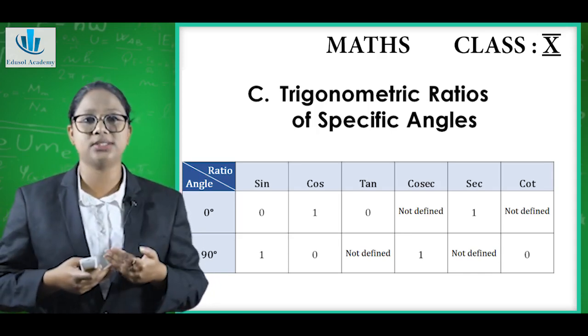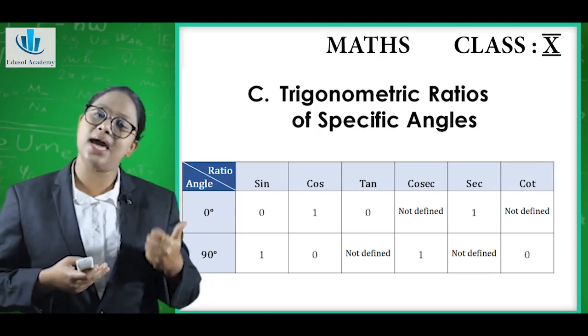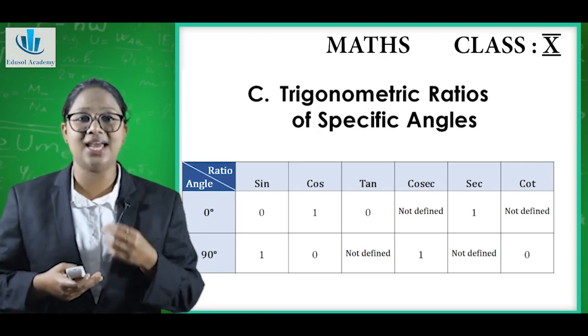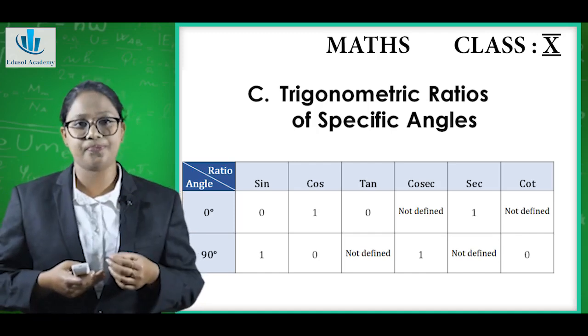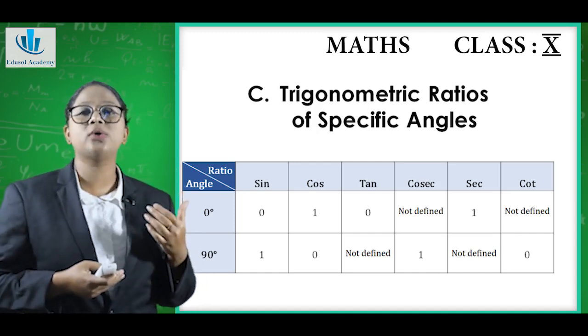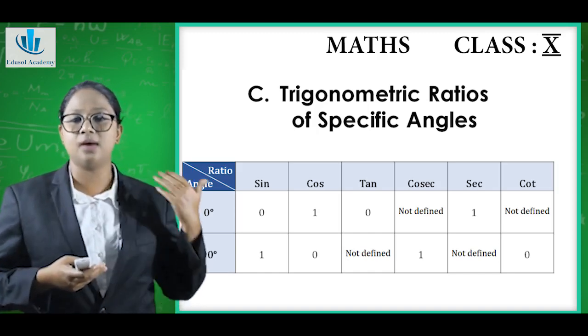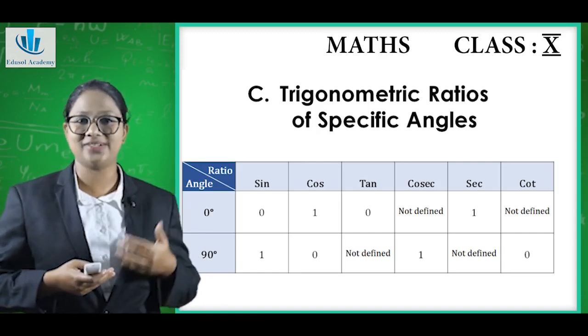Moving on to cos. What do you see? Cos 0 is 1 and cos 90 is equal to 0. I'll repeat, cos 0 is equal to 1 and cos 90 is equal to 0. They have exchanged the values when it comes to cos, right?